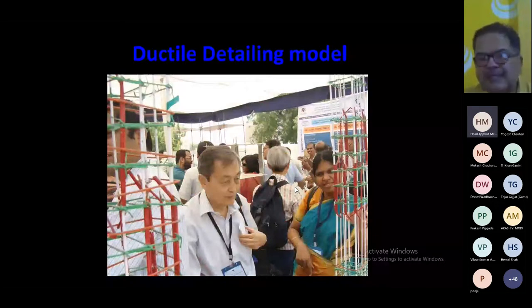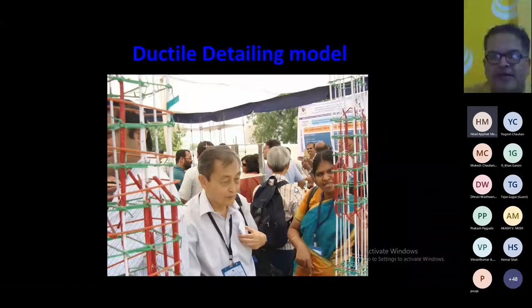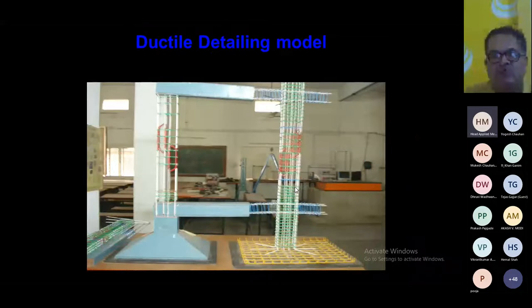Now, these models were exhibited in the 2011 international conference, which was organized in Gujarat, and almost people from 40 countries were there to attend this conference. And I think all these models were displayed there. And I think we got a very good feedback.